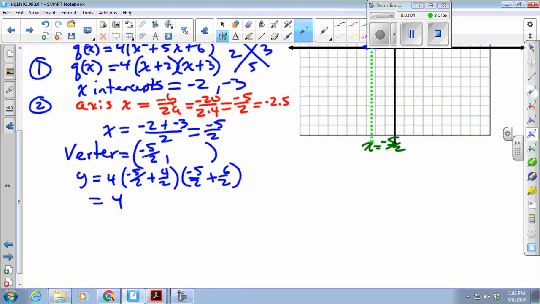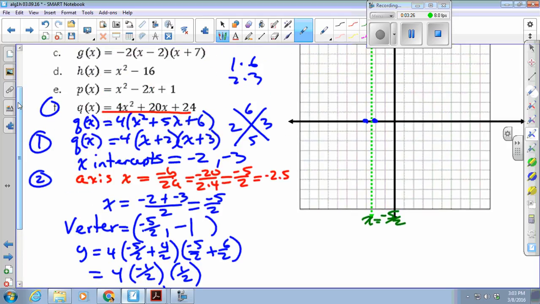equals 4 times -1/2 times +1/2. 1/2 times 1/2 is 1/4. Negative, or +4 times -1/4 is -1. That goes right in here. That gets plotted right up here, right on the axis of symmetry.